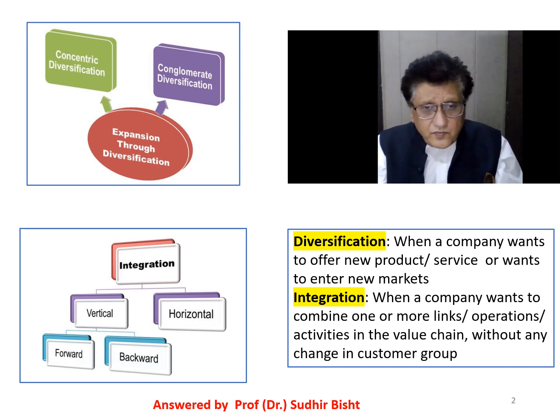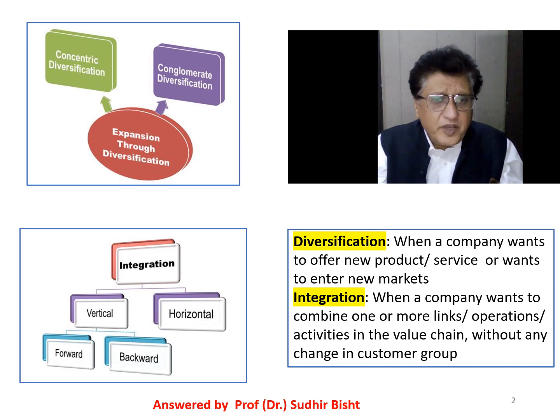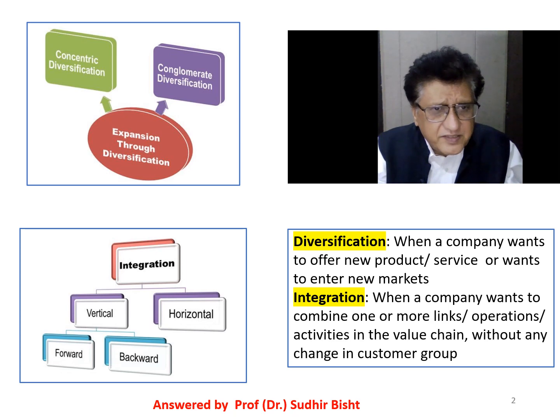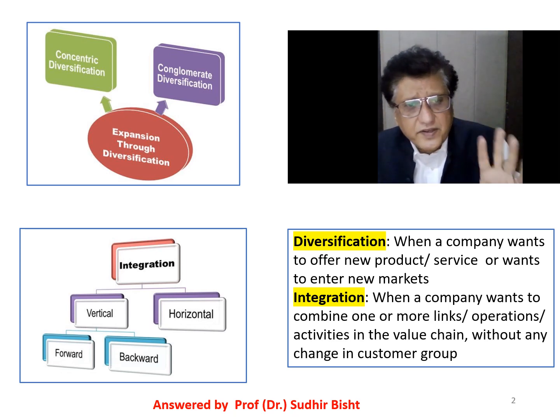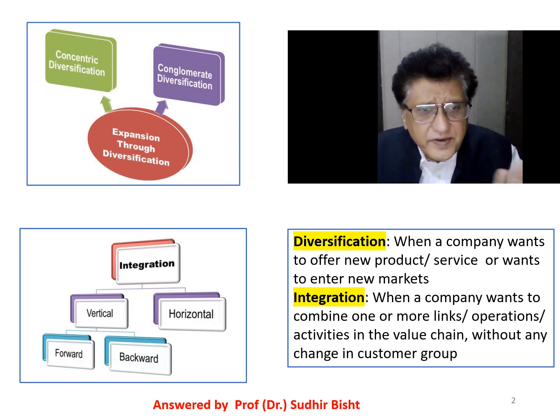So if you're manufacturing shoes, you have expertise on leather products. You might as well make leather purses, or leather jackets, or leather belts. This is concentric diversification. You can start on your own, or you can acquire another company. You can also acquire a leather manufacturing company, and you can start making all that stuff.